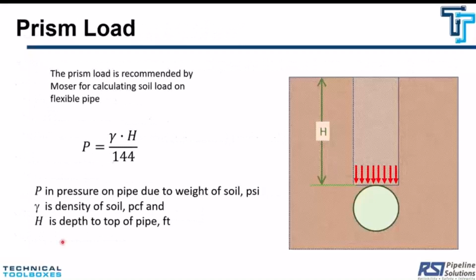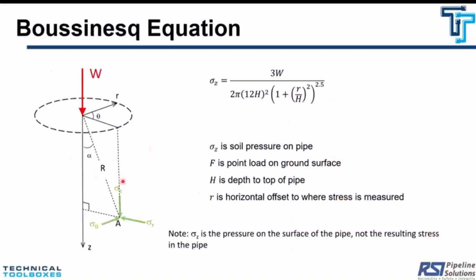All right, so just to show a couple of simple equations, here I have the prism load logic that is used in the CEPA calculator. Now, that prism load is not the only way that CEPA calculates the overburden pressure, but it's just one of them. So it basically assumes that the overburden pressure on the pipe is H times the unit weight of the soil. And this 144 is just to convert the units from feet to inches, right? So that's one example of the equations.